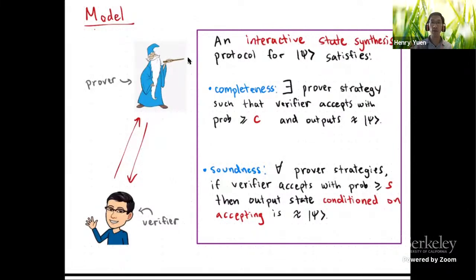The verifier is going to output some quantum state, and this output should be close to the desired target state psi. The soundness property is that for all prover strategies, no matter what the prover does, if the verifier accepts with probability greater than S, where S is the soundness parameter, think of it as some number like a half or 1%, then we want the output state, conditioned on the verifier accepting, to be close to the target state. So if the verifier accepts, then it should have good confidence that the state it has in its hands is really this target state psi. That's what I mean by an interactive state synthesis protocol.